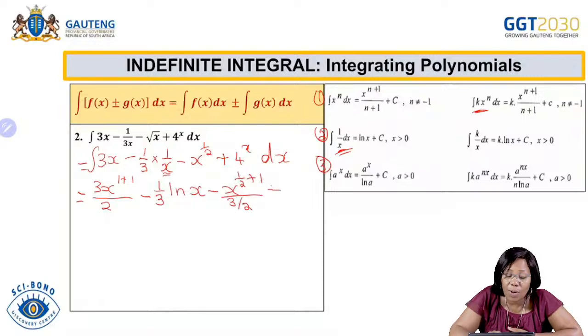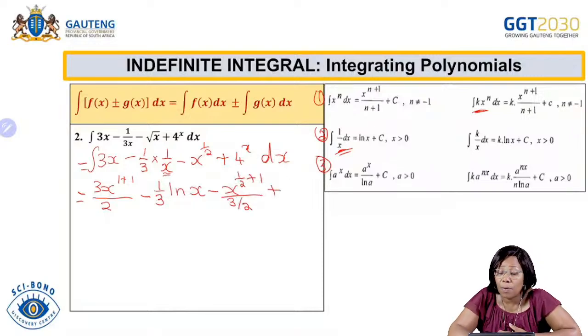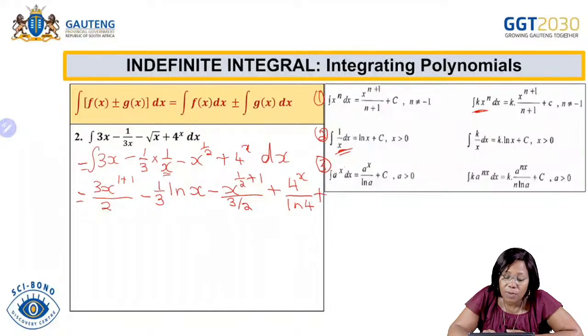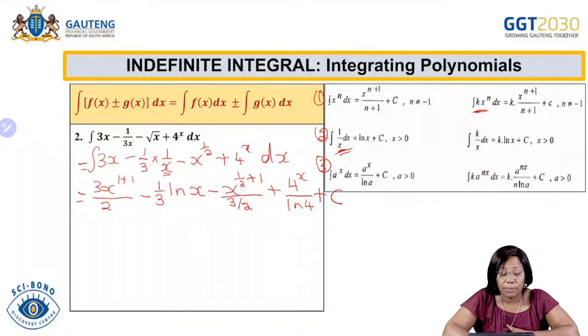And then the last one is rule number 3, 4 to the power x. Rule number 3 states that if you are having 4 to the power x, you write on top it will be exactly your expression 4 to the power x. On the denominator, it will be the ln of a, of which a is 4 there. And then you have your plus c.